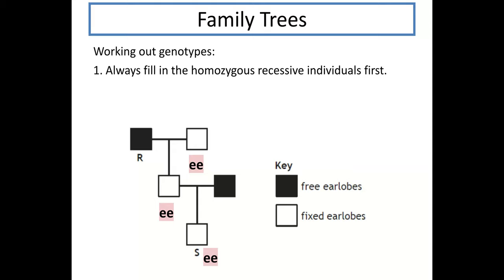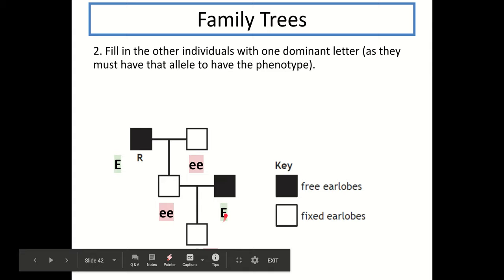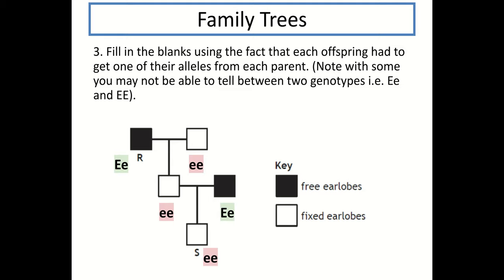The next thing to do is fill in the other individuals in the family tree with one dominant letter. This is because all of them definitely have free earlobes, all of the ones in black, so we know they have to have at least one capital E or one big E. So besides everyone else, I've written one big E, which you can see here in green. So that's our second stage. Final stage is to fill in the blank alleles for these individuals. You need to do this based on the fact that each offspring has to get one of their alleles from each parent, which means you can use the parents to work out the genotypes of the offspring or use the offspring genotypes to work out the parents.